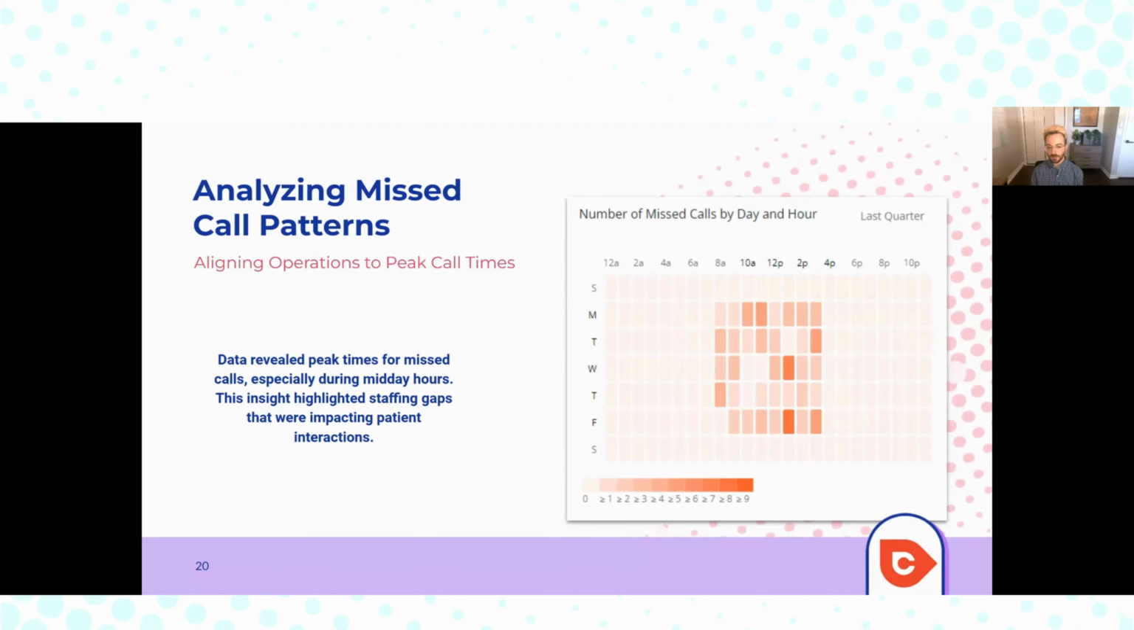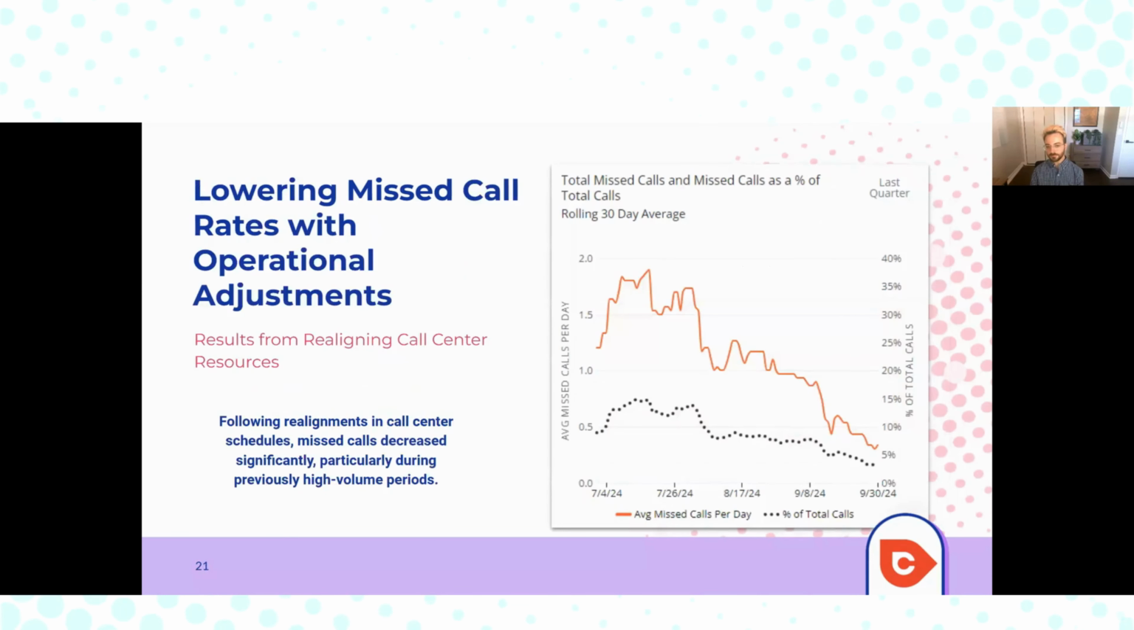And ultimately, going through those three slides that we just went through, the result of all of this was that the average missed calls per day went down from about 1.5 to 2 per day to under half of a call per day. And the percent of total calls unanswered went down significantly as well. So that helped. Obviously, more answered calls means more leads, means more bookings.